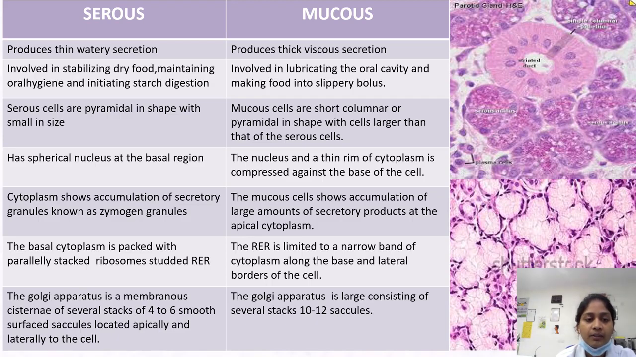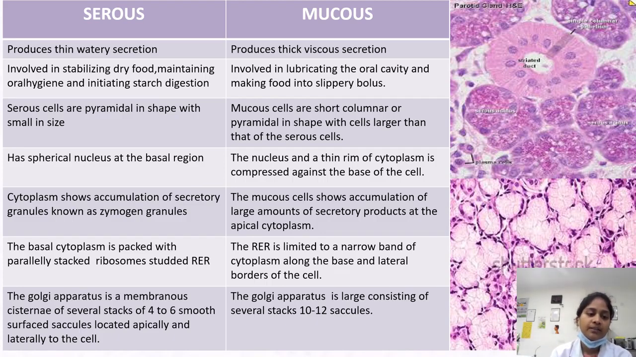It has a spherical nucleus in the basal region. The nucleus and a thin rim of cytoplasm are compressed against the base of the cell. The cytoplasm shows accumulation of secretory granules known as zymogen granules, whereas mucous cells show accumulation of large amounts of secretory products at the apical cytoplasm. The basal cytoplasm is packed with parallelly stacked ribosome-studded rough endoplasmic reticulum. In mucous cells, it is limited to a narrow band of cytoplasm along the base and lateral borders of the cell.